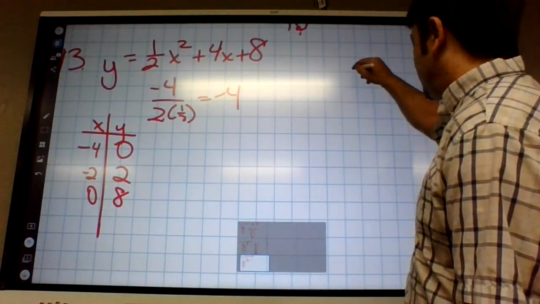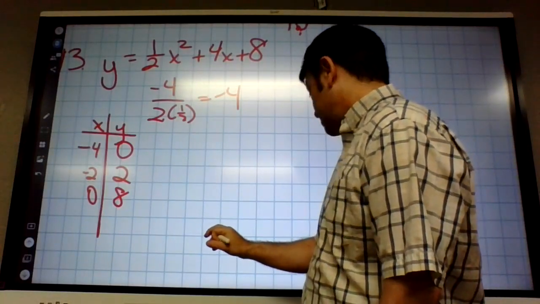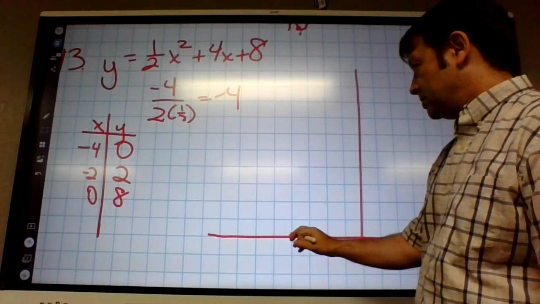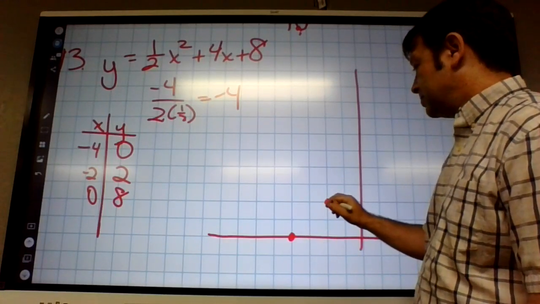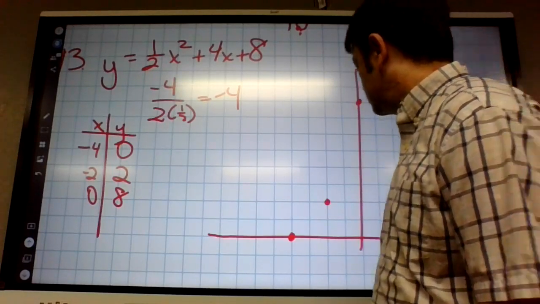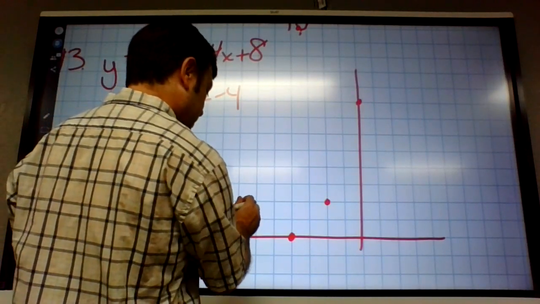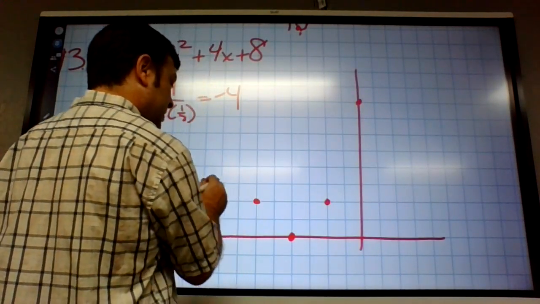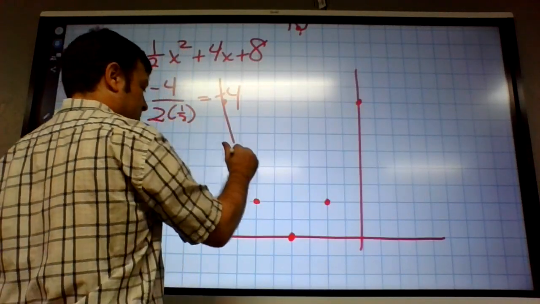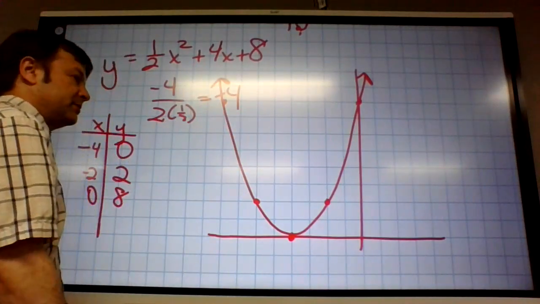Because I am getting kind of far away from the vertex, it is starting to climb, even though we're going up slower than normal. Negative 4, 0. Negative 2, 2. Yeah, it's going up slowly, but because I'm choosing numbers far away, it's still getting pretty tall.